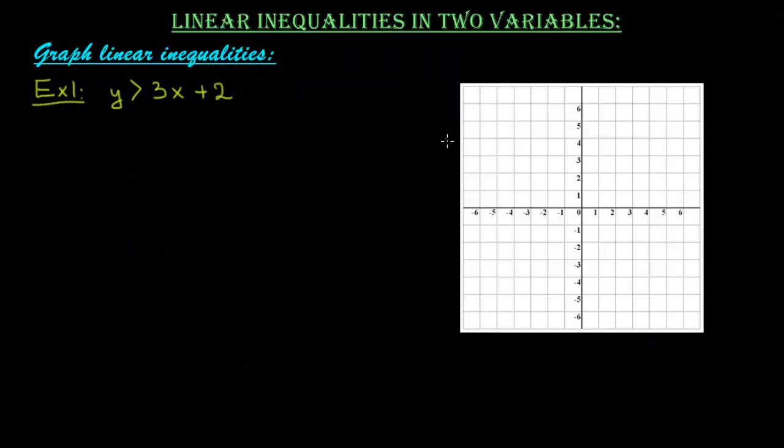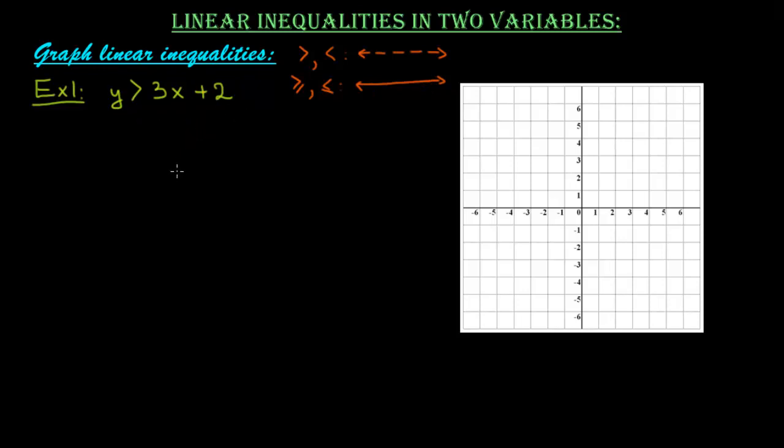Now let's go into example 1 and see how we can graph a linear inequality. We have y greater than 3x plus 2. First of all, we need to know this: if we have greater than or less than, which means not included, your graph will be a dashed line, also called a dotted line. If you have greater than or equal to, or less than or equal to, the line will be a solid line, which means the points on the line are included. So let's graph this inequality.